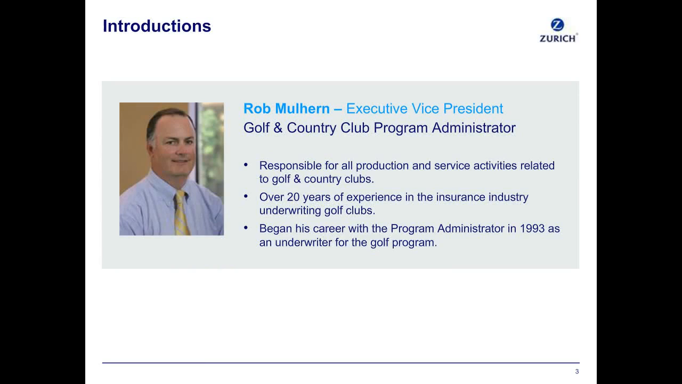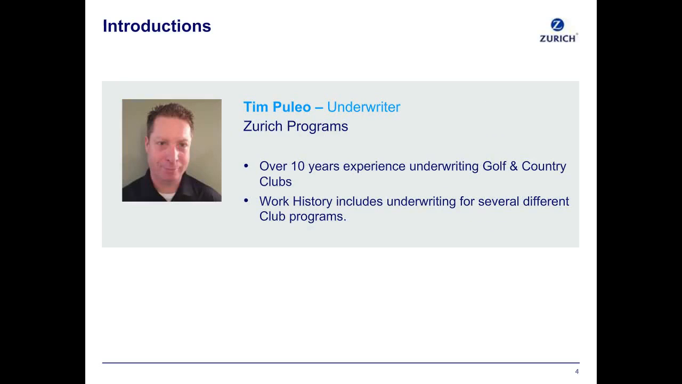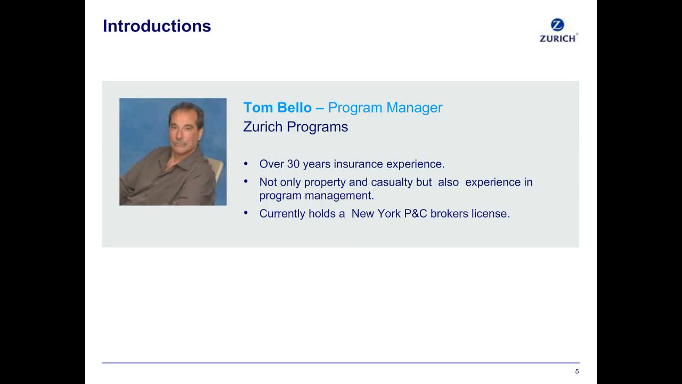We have 3 presenters for today's webinar. First, we have Rob Mulhern, who is the Executive Vice President for the Golf and Country Club Program for Venture, who is the program administrator. Rob has over 20 years' experience in the insurance industry writing golf and country clubs. Our second presenter is Tim Puleo, one of our Zurich underwriters, and Tim has over 10 years of experience with underwriting golf and country clubs. And our third presenter today is Tom Bello, who is also with Zurich, and he is one of our underwriters who also focuses on the Golf and Country Club program. So as you can see, our speakers today bring a lot to our discussion, and we're going to share with you how you can succeed with writing golf and country clubs.